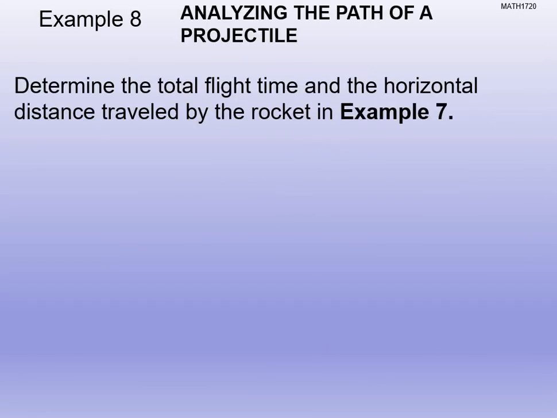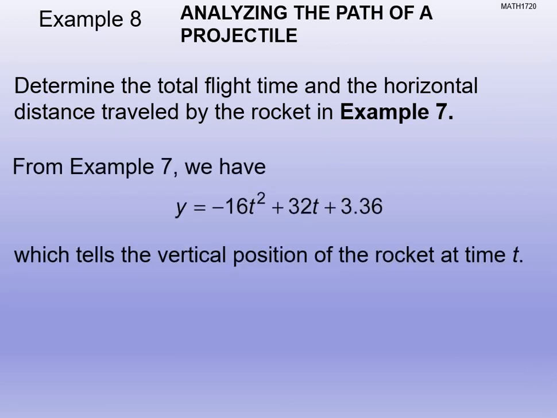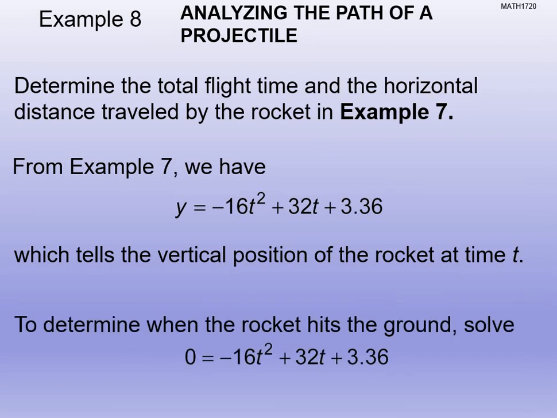One more example here. We're going to determine the total flight time and the horizontal distance traveled by the rocket that we just did in the last example. So we're going to stick with the same equation here. We want to find how long it was in the air and how far it traveled. We have our equation here that's going to tell us the vertical position of the rocket at time t. Okay, so you analyze this.